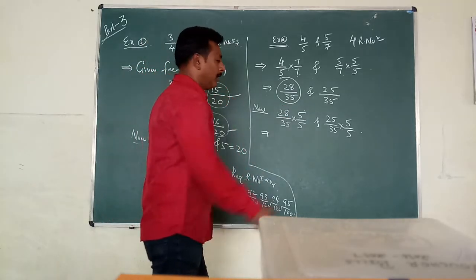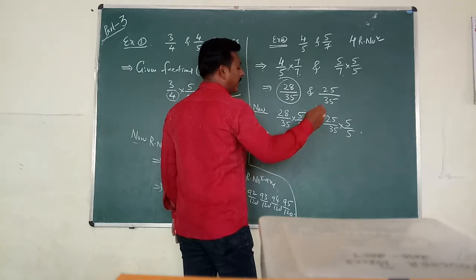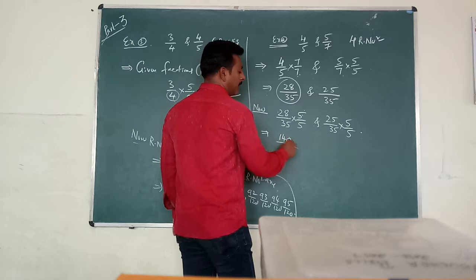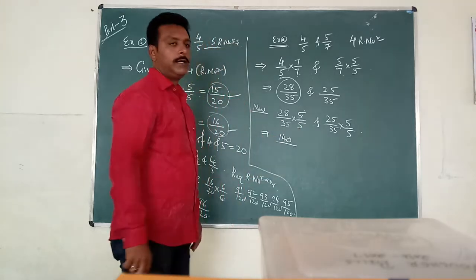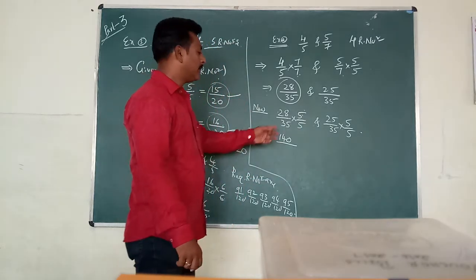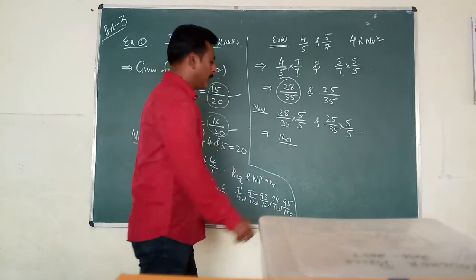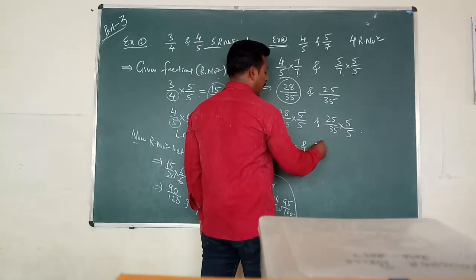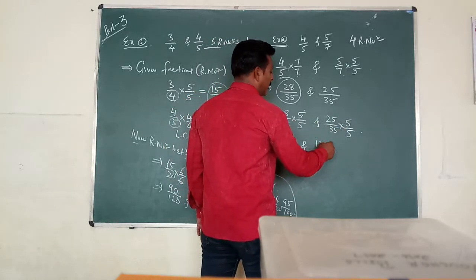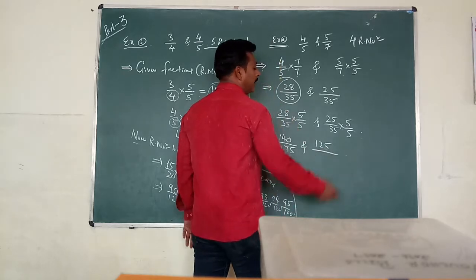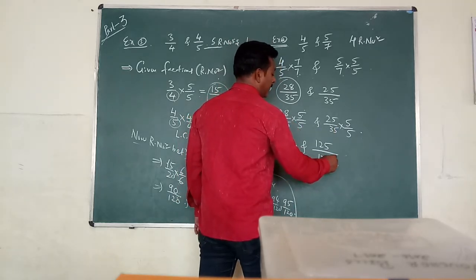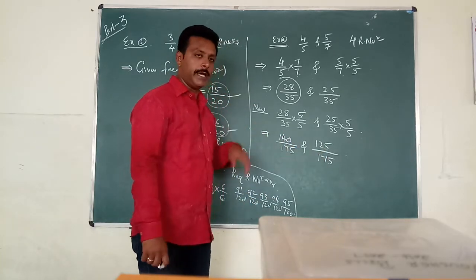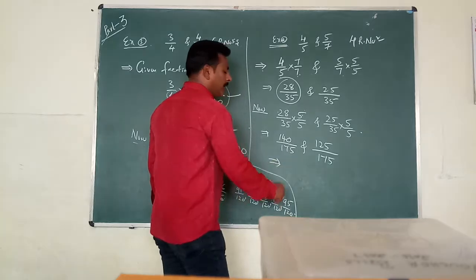Now go on with the multiplication. 28 fives are 5 eights are 40, 4 carry, 5 twos are 10 plus 4, 140, divided by 35 fives are 175. So it is 175. And here 25 fives are 125 divided by 35 fives are 175. Look at this. Small number is here, big number is here. So in between these two, you have to find out.